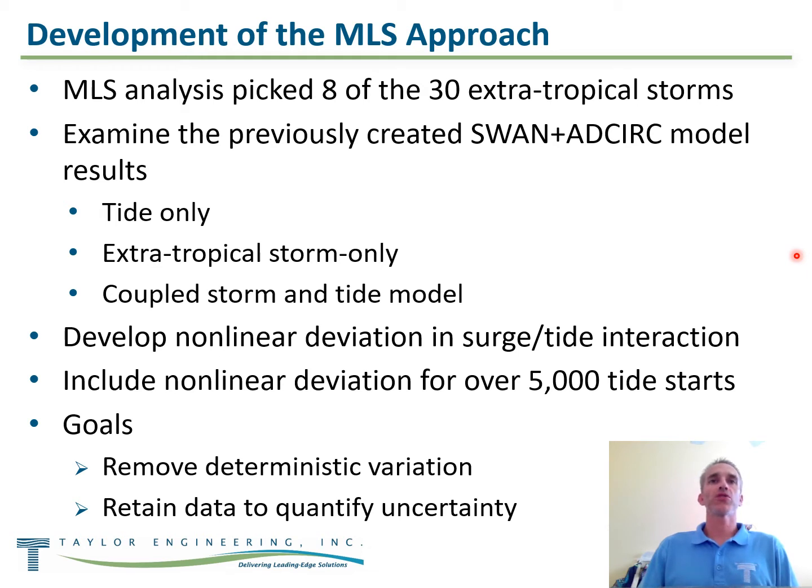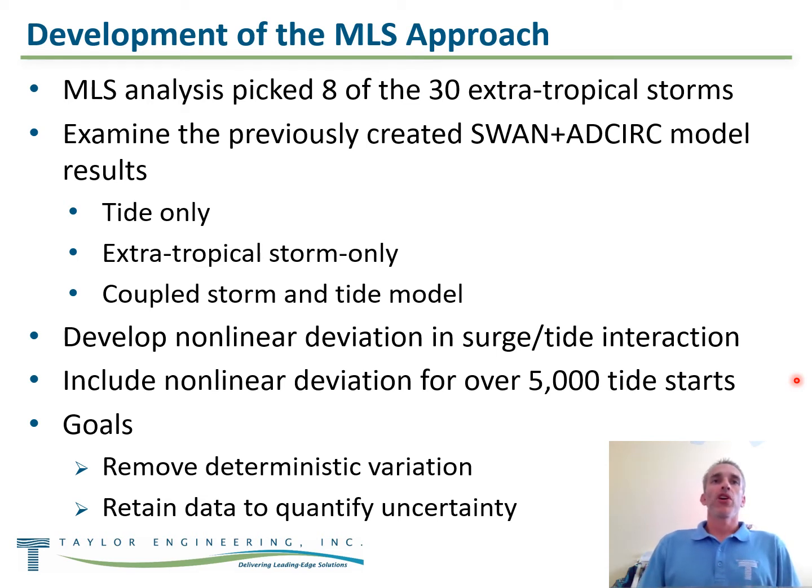So this was the difference between the fully coupled model result, the maximum water level that occurred during that, which includes the physics of the tides interacting with the surge. We compared that with a simple linear superposition method that added the tide-only run with the storm-only run and the maximum water level that occurred when we simply added those together. So the difference between those two was the nonlinear deviation, and we developed that for a subset of points that I'll get into in a minute.